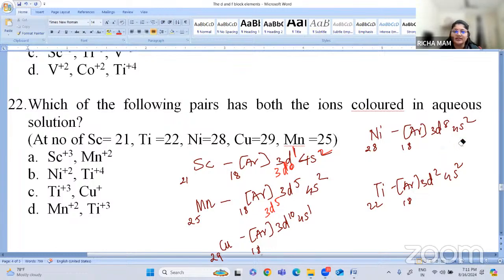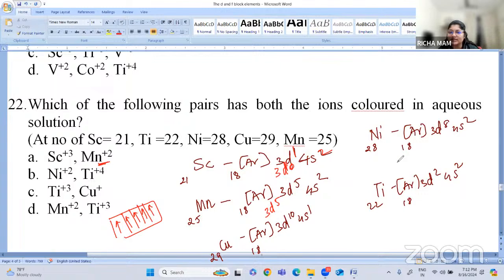Now here, if I write the electrons for Mn, 1, 2, 3, 4, 5. So here you can see that all the d orbitals are occupied by one unpaired electron each. So it is perfectly octahedral. Because of this, it will have a pale color. So this is a colored system.